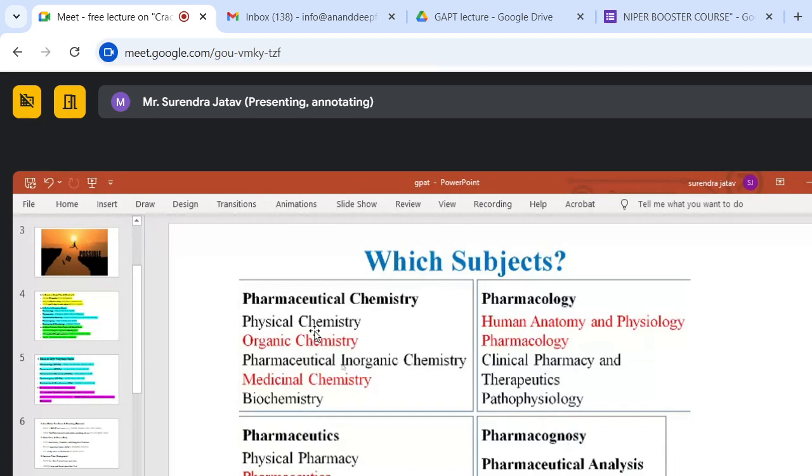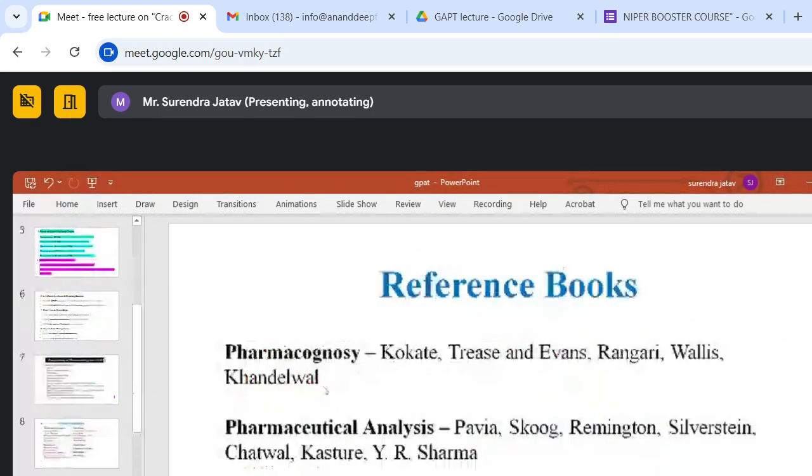But physical chemistry, organic chemistry, pharmaceutical inorganic chemistry, medicinal chemistry are sub-subjects. So under a core subject, how many? Like if I talk about medicinal chemistry, there are 4 to 5 sub-subjects. In pharmacology: anatomy and physiology. Pharmacology is a core subject, with anatomy, physiology, clinical trials, therapeutics, pathology. And pharmaceutics: physical pharmacy, pharmaceutical engineering, jurisprudence, dispensing, hospital pharmacy. So these are core subjects.